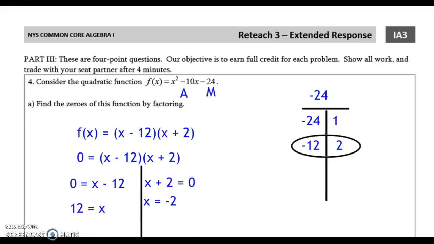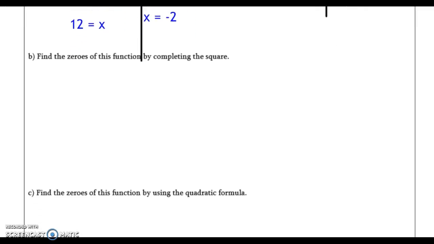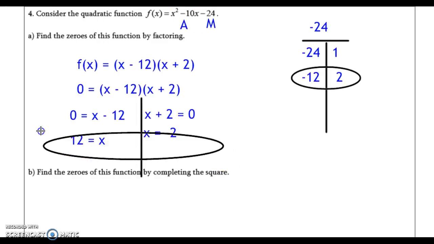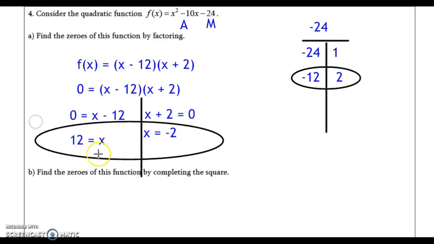The next two parts talk about finding the zeros by completing the square and using the quadratic formula. I'm running out of time in this video, but what you can do is do those by yourself and try to make sure that you get 12 and negative 2 as your answer, just like the previous problem.